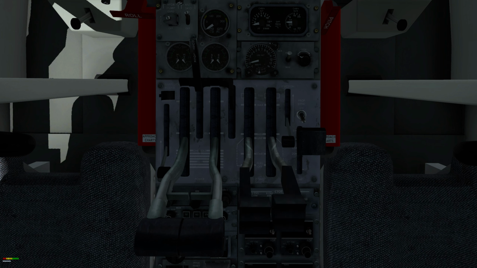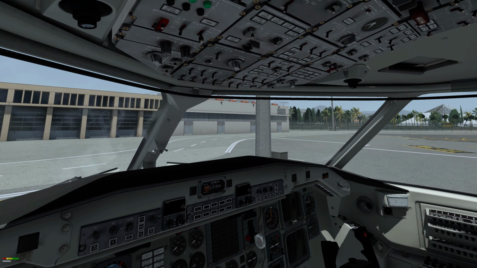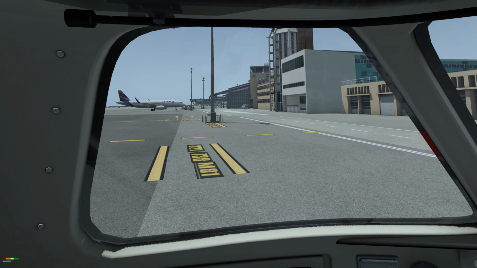The potentiometers on this throttle quadrant are a little bit dodgy, so that's why you see a little bit of shaking. So yeah, this is the LES Saab 340.